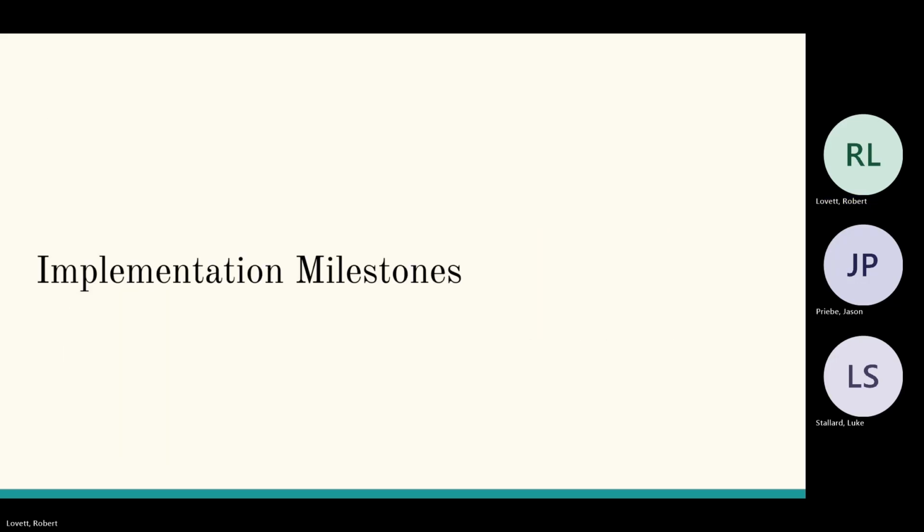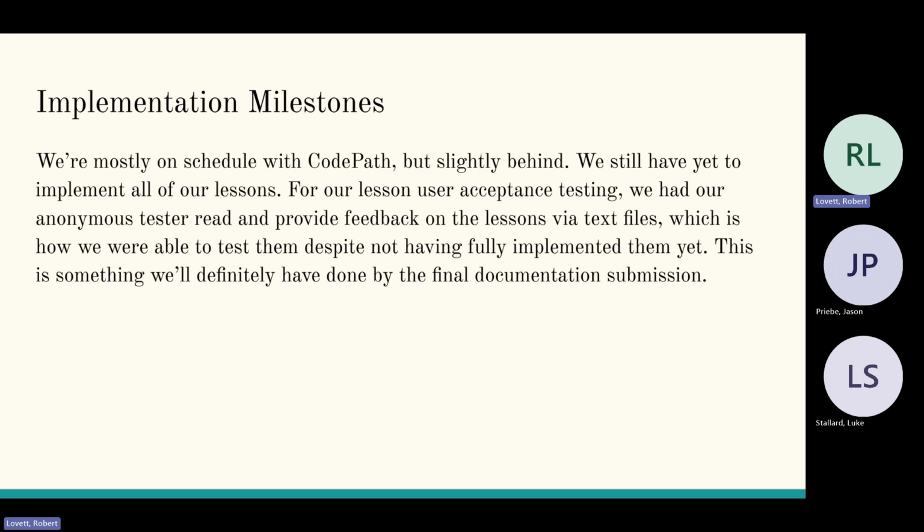So for our implementation milestones, we are mostly on schedule with CodePath, but we are slightly behind where we want to be. We still have yet to implement all of our lessons. And for our lesson user acceptance testing, we had our anonymous tester read and provide feedback on the lessons via text files, which is how we were able to get his feedback on all the lessons, despite not having fully implemented them yet. This is something we'll definitely have done by the final documentation when that comes around to be submitted.